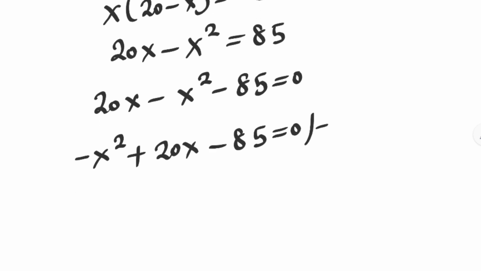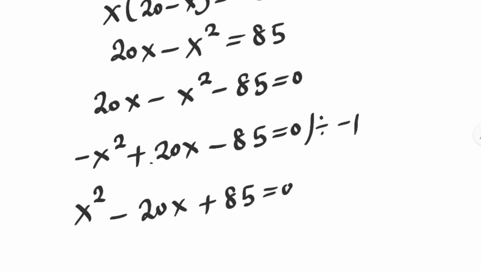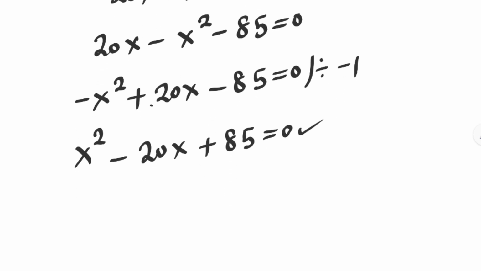Let us divide the whole of this equation by minus 1. The minus x squared divided by minus 1 is x squared, plus 20x divided by minus 1 is minus 20x, minus 85 divided by minus 1 is plus 85, is equal to 0. This is a quadratic equation. Let us solve this using the quadratic general formula.